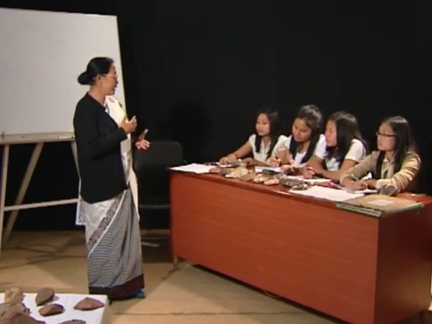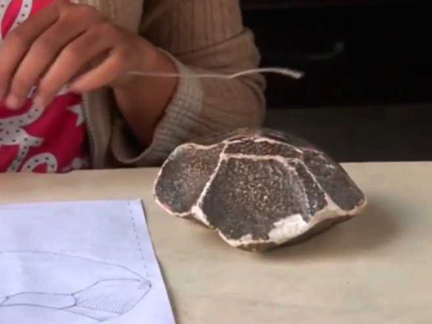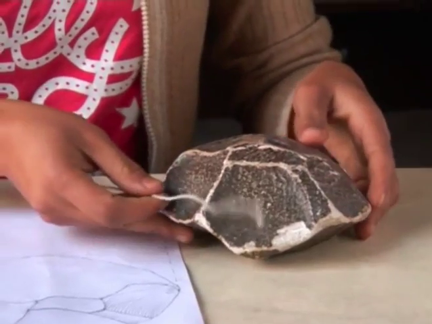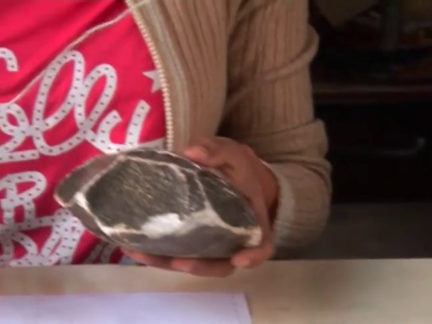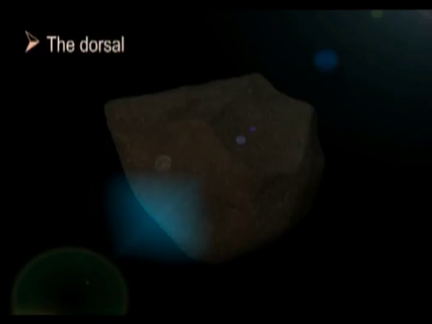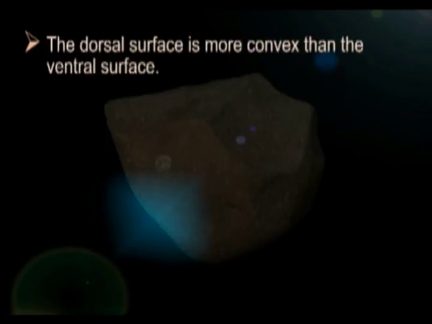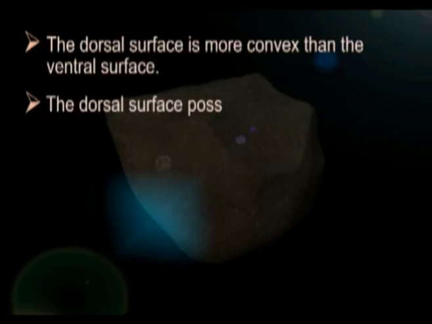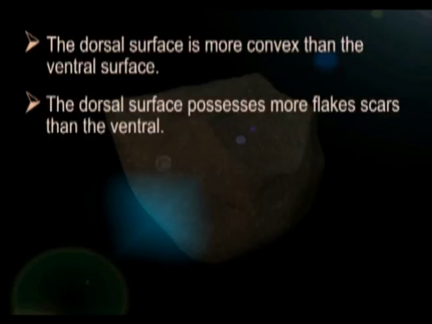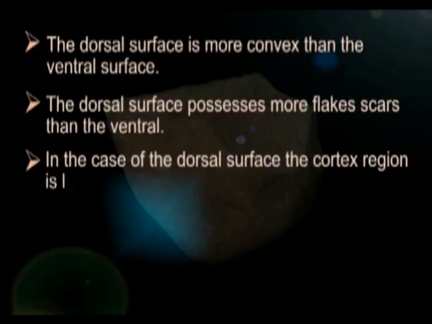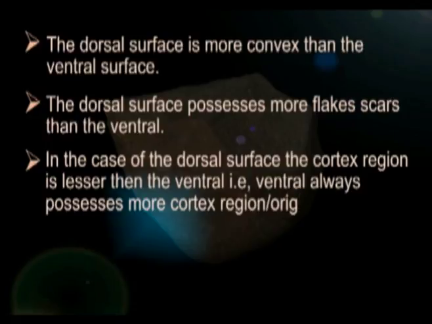Here, one more important thing for the student is the identification of dorsal and ventral surfaces. We identify the dorsal surface by the following points. Number A. The dorsal surface is more convex than the ventral surface. Number B. The dorsal surface possesses more flake curves than the ventral. And number C. In the case of the dorsal surface, the cortex region is lesser than the ventral. That is, the ventral possesses more cortex region or original pebble surface.